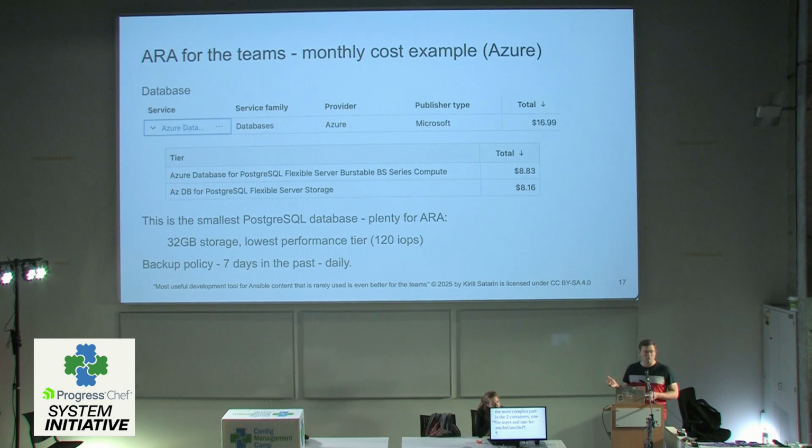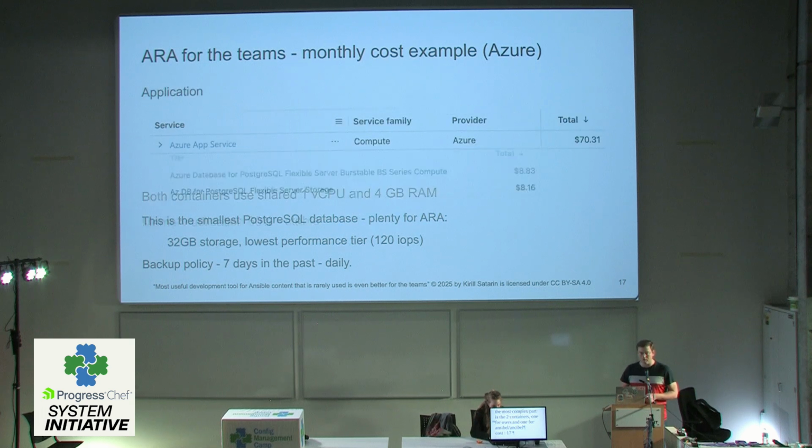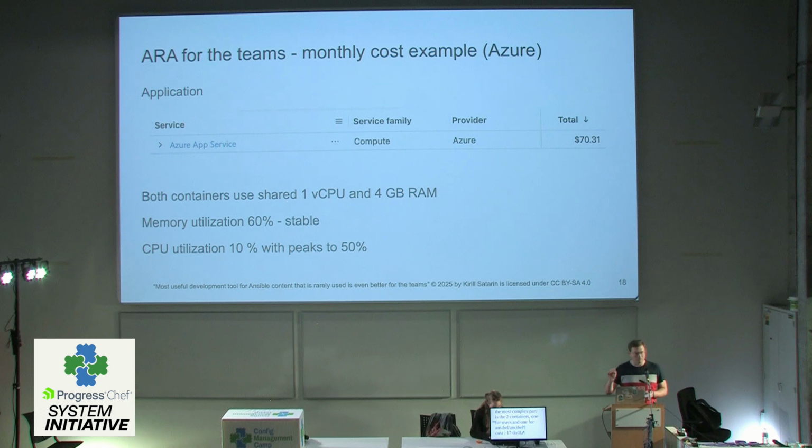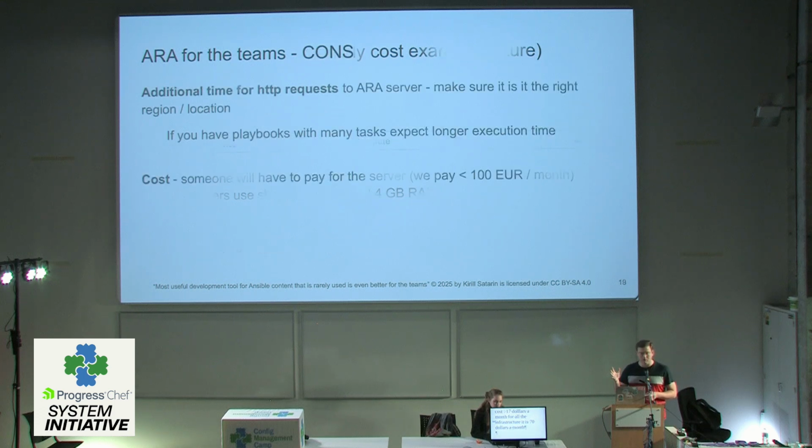So how much does it cost? You have to run infrastructure. In our example for Azure, for the smallest Postgres database, ARA supports Postgres as well, we pay $16, $17 a month, which is pretty nice, I think. For all the compute infrastructure for both containers, so this is the whole setup, it's $70 a month. So for less than $100 a month, we will have a persistent history of all your playbook executions, no matter where you run them from, if you have 5 environment variables set.